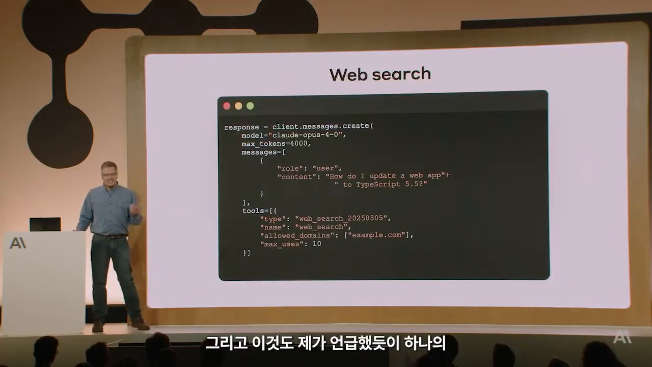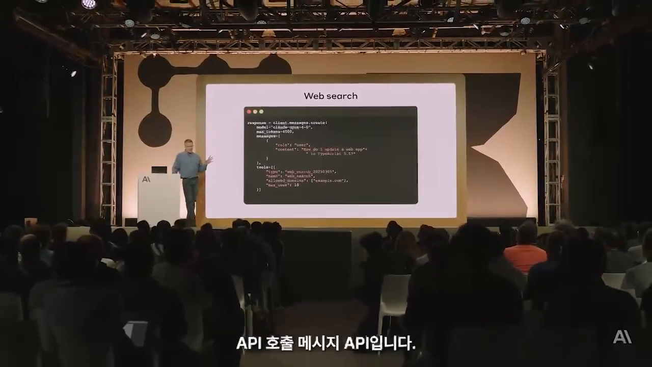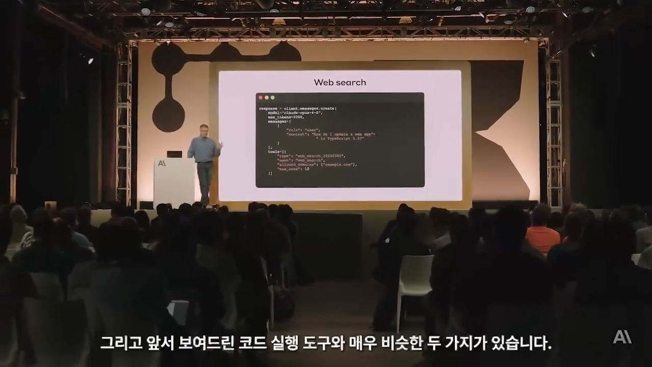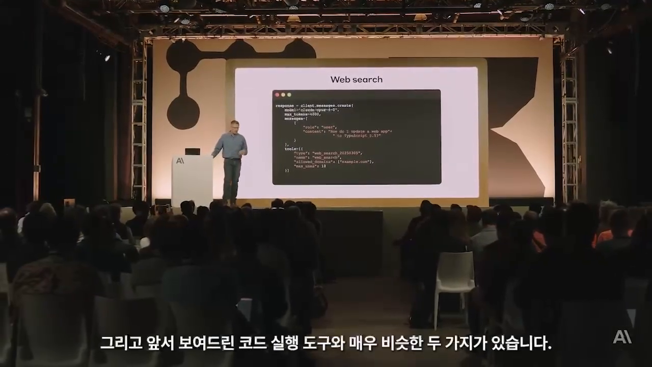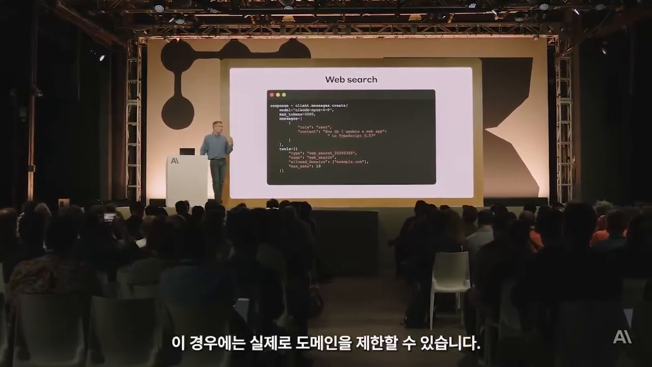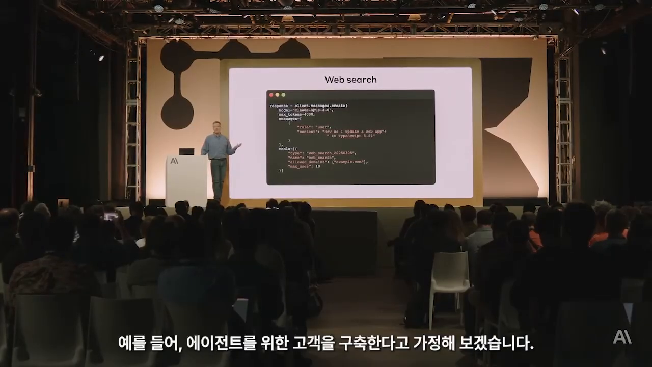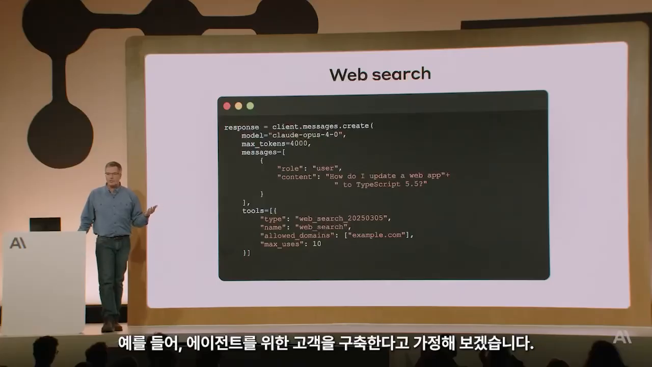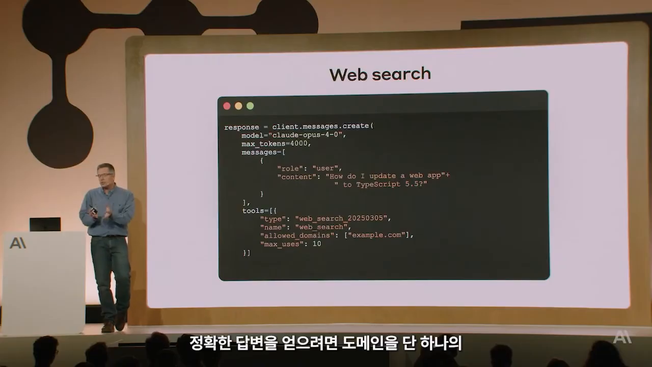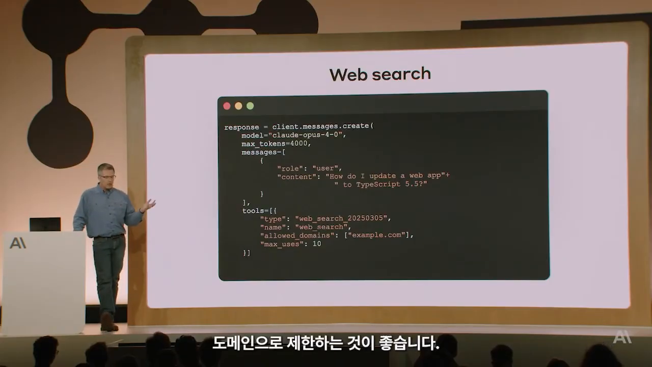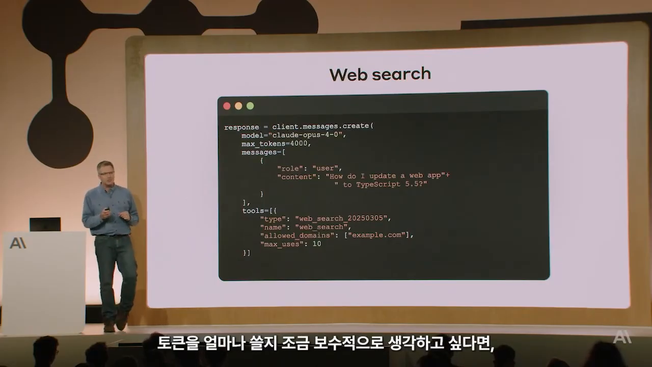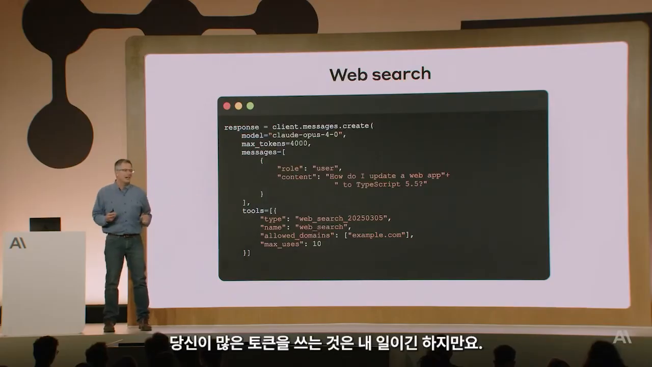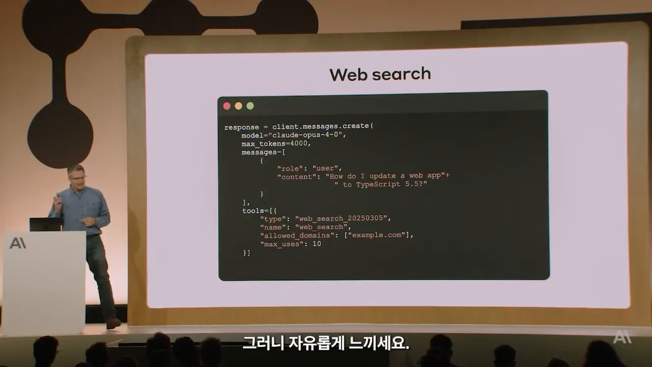And this is, again, as I mentioned, one API call, messages API, and there's a tool very similar to the code execution tool we showed earlier. In this case, you can actually restrict the domain. So say you're building a customer support agent, you might want to restrict the domain to just one domain so you get accurate answers. And you can also control the max turns if you want to be a little conservative on how many tokens you spend. Although it's my business that you spend a lot of tokens, so feel free.